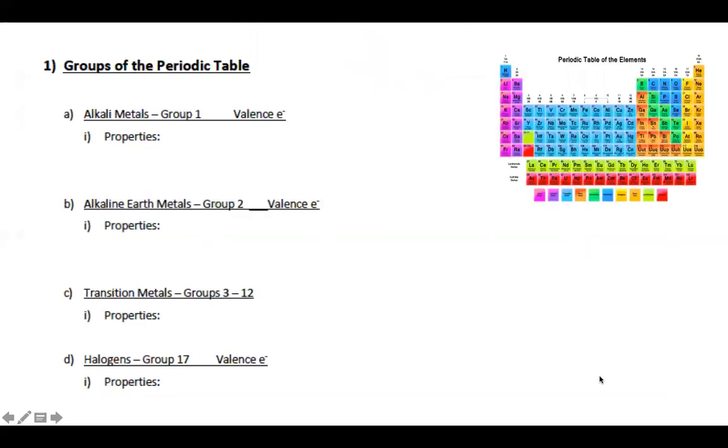Okay. So let's take a look at some specific groups of the periodic table. Alkali metals have one valence electron. They are the most reactive metals. They are soft enough that you could actually cut them with a knife. They exist only in compounds, and that's because they are so reactive. You won't find, for instance, sodium in a mine. You'll find sodium chloride in a mine, and that's because it's so reactive. It is unstable as an element, and it's more stable in a compound.